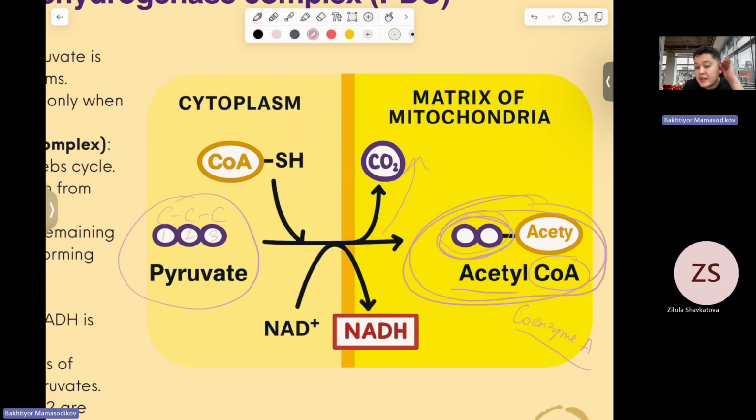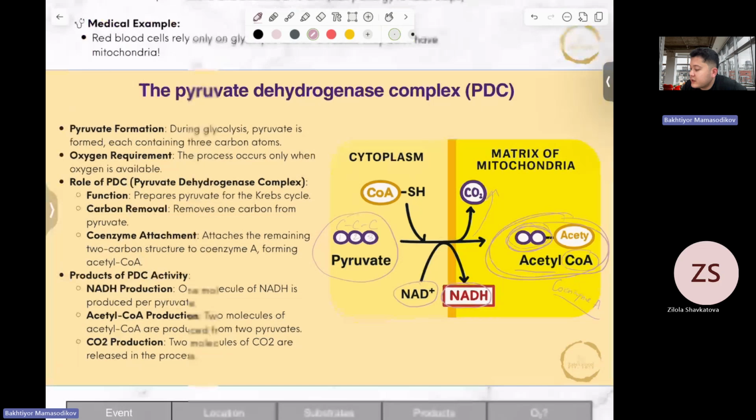So then NAD is reduced to the NADH. In this reaction, 1 molecule of NAD plus, which is in the oxidized state, ready to accept the electrons, will be reduced to the NADH, okay? So what are the products of this reaction? The products are NADH production, right? 1 molecule of NADH is produced. Acetyl-CoA is produced and carbon dioxide is produced, right?